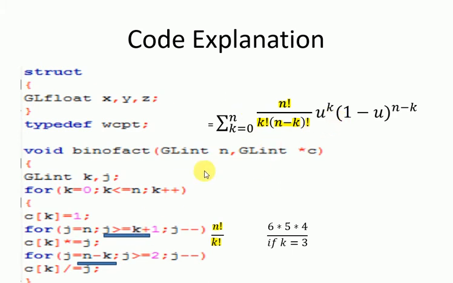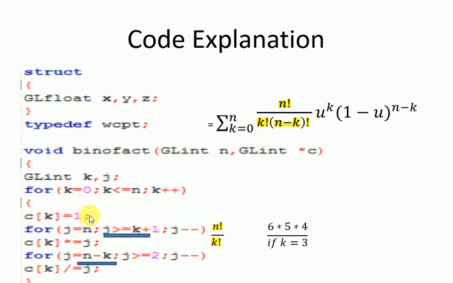And here the first one is k plus 1. This part is n factorial divided by k factorial, so it is n factorial divided by k factorial and n minus k factorial. So what is this part, n factorial, k factorial, n minus k factorial, is done in this part of code. Okay, so this part of work is done in this part of code.